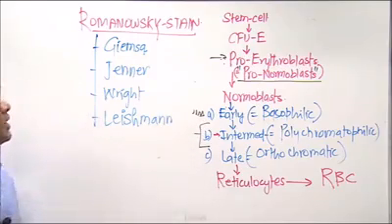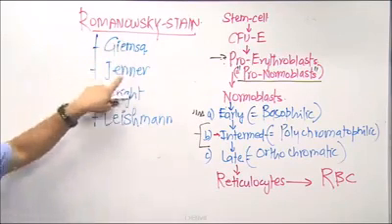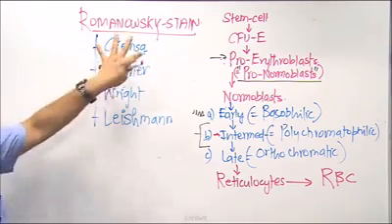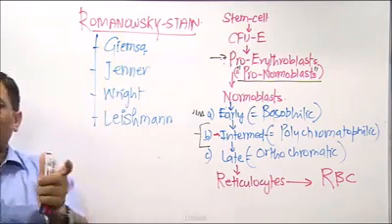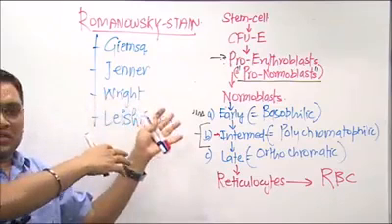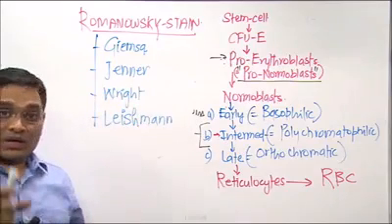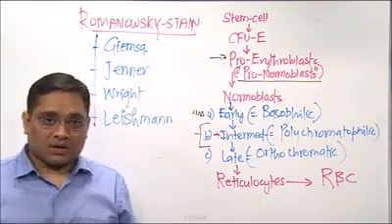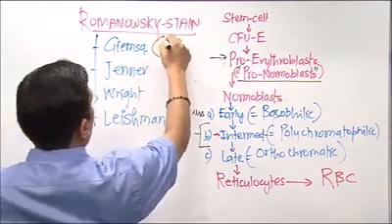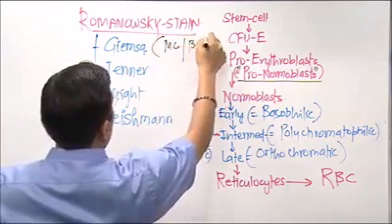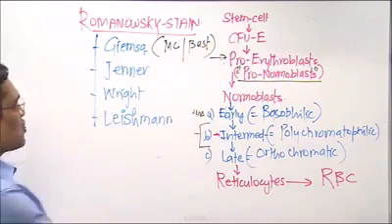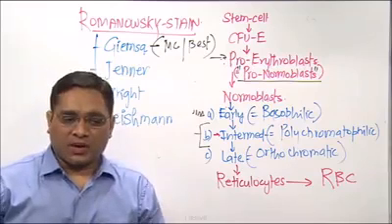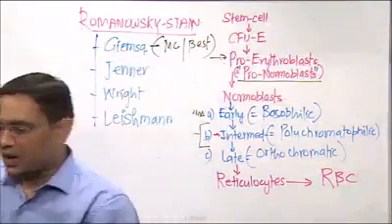So these are the Romanowski stains: Giemsa, Jenner, Wright and Leishman stain, which are routinely used. When somebody says routine stain, he is talking about any of these four. Here the examiner will ask which is most commonly used and which is the best one. Remember, Giemsa is the most commonly used, and these are the best ones. If you remember, we discussed in karyotyping also, Giemsa is used for G banding.